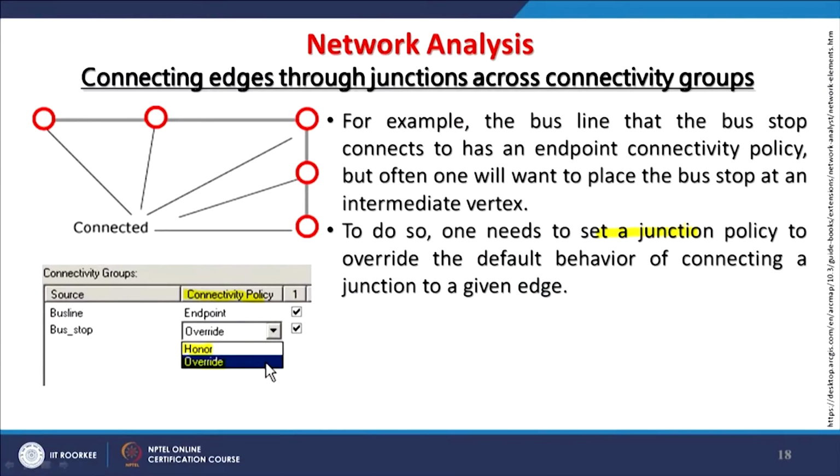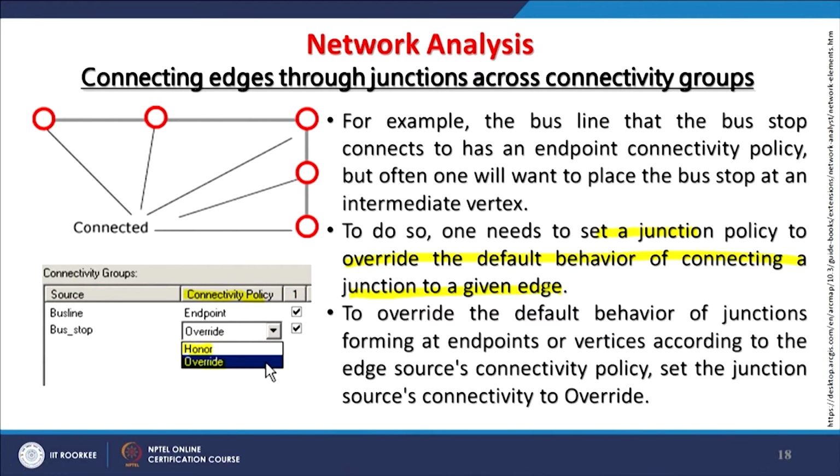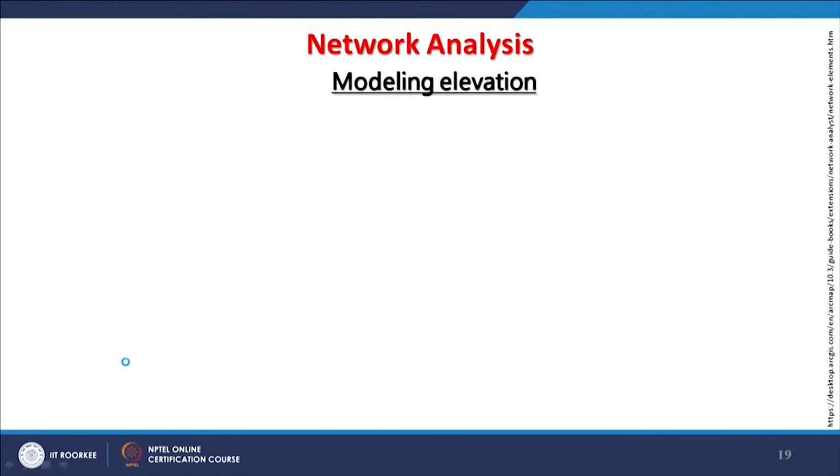And in order to achieve that, one has to set a junction policy, which will override the default behavior of connectivity of junctions to a given edge, and then it can be done. So, to override the default behavior of junctions forming at endpoints or vertices according to the edge resource's connectivity policy, set the junction resource policy to override, and this is what is being done here, depending on our requirements.